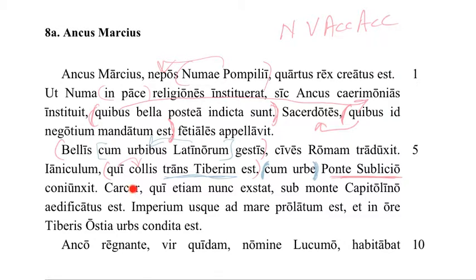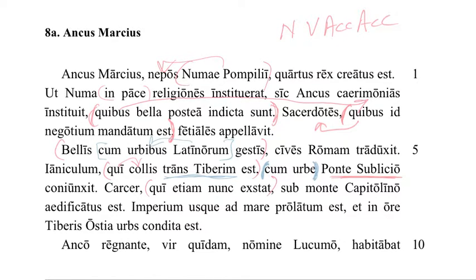Okay, next. Carcer, qui etiam nunc extat, sub monte Capitolino aedificatus est. Ooh, another interesting thing that you can visit in Rome now. The Carcer, and then we have a nice relative clause describing it.